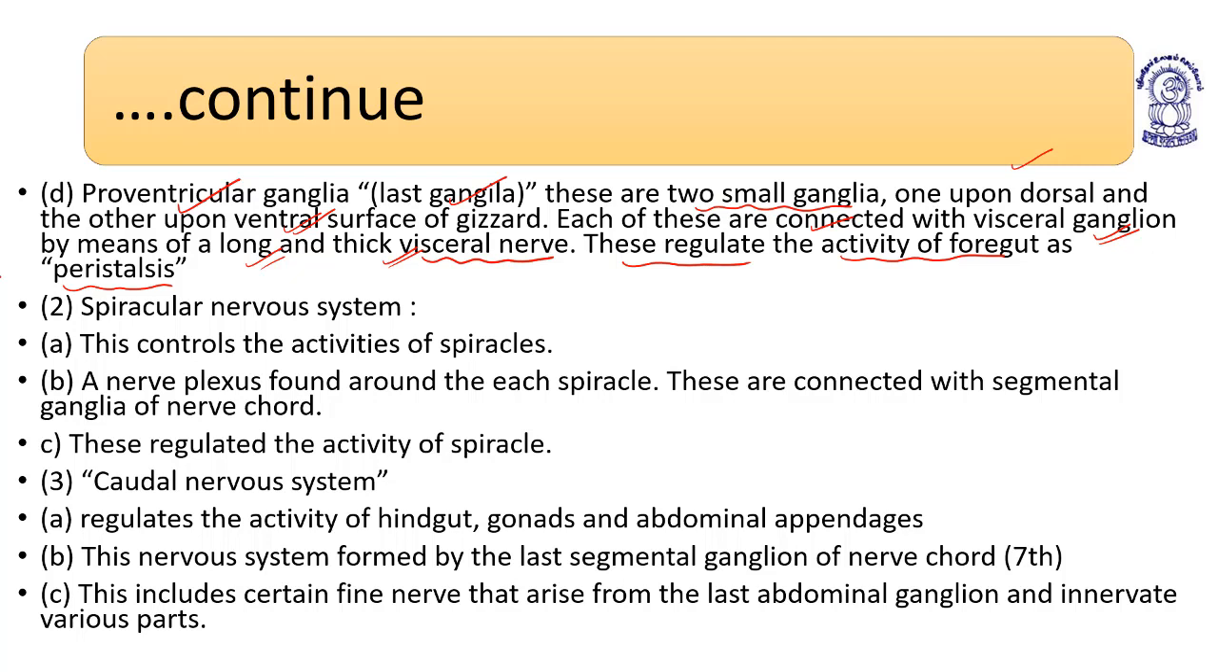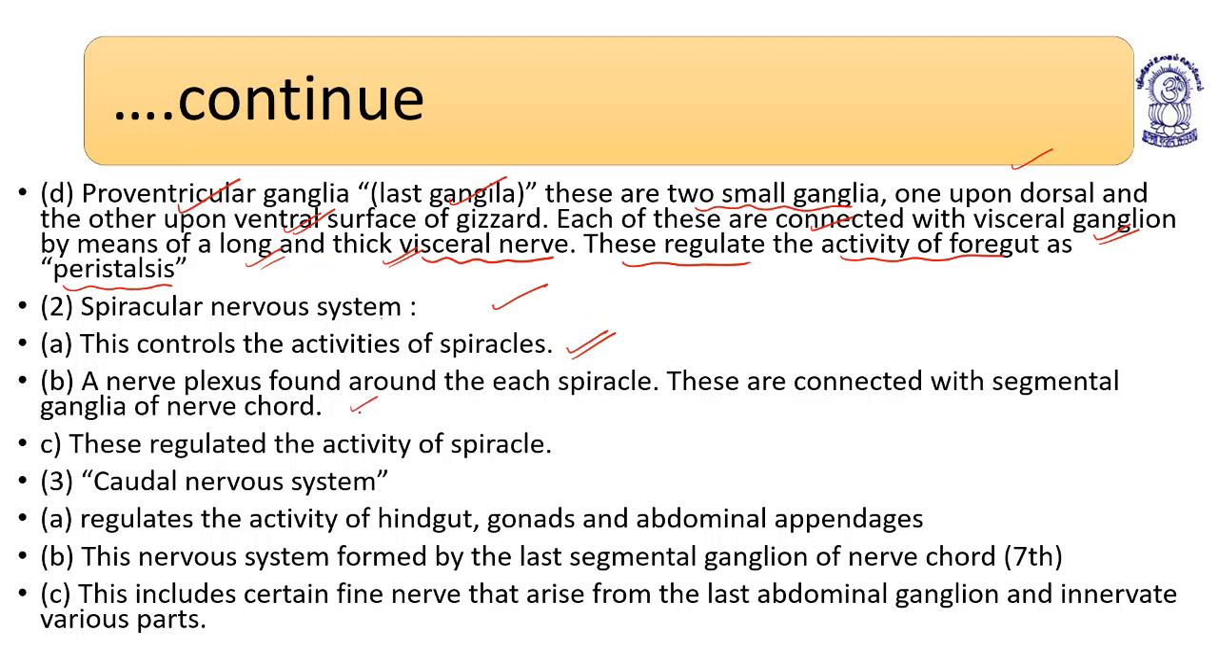Now the spiracular nervous system basically helps to supply the spiracles. It helps to control the tergosternal muscles and the alary muscles, which help in the movement. So the spiracular nervous system controls the activities of spiracles. It helps to control the activity of spiracles.